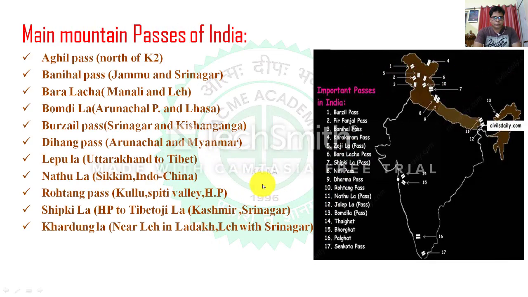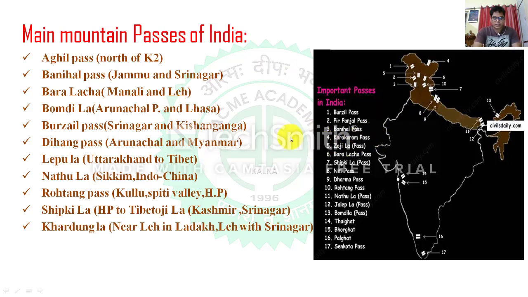Okay, next come to the main mountain passes of India. If you consider what a mountain pass is, actually a mountain pass is a natural way by which we can go to another side, or the upper part or another part of the mountain. These are natural pathways which can be used for transportation or communication purposes. So one by one we will discuss.